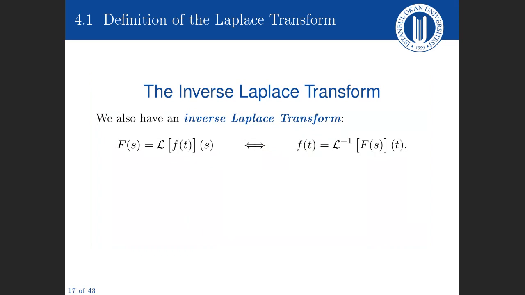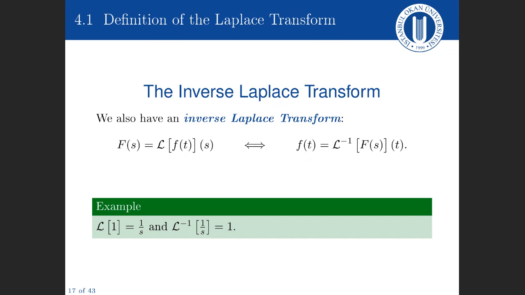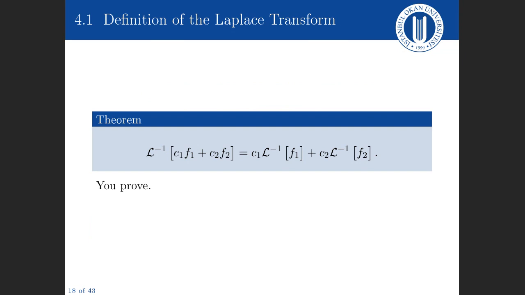We also have an inverse Laplace transform. And it's defined such that if capital F is the Laplace transform of small f, then small f is the inverse Laplace transform of capital F. For example, the Laplace transform of 1 is equal to 1 over s. The inverse Laplace transform of 1 over s is equal to 1. The inverse Laplace transform is also a linear operator. The inverse Laplace transform of c1 F1 plus c2 F2, as you would expect, is c1 times the inverse Laplace transform of F1 plus c2 times the inverse Laplace transform of F2.